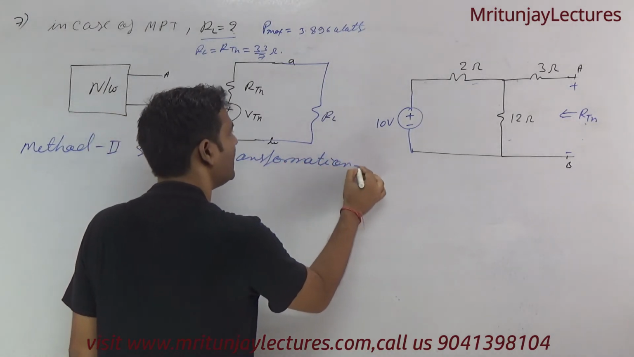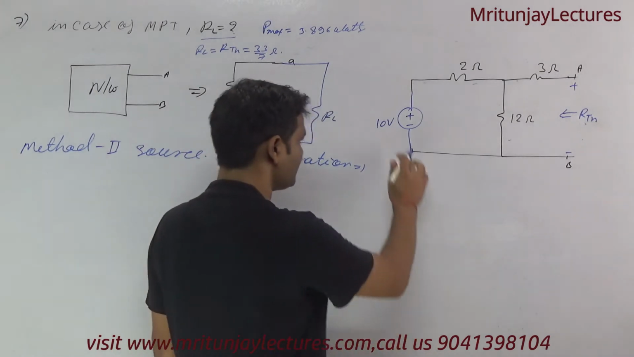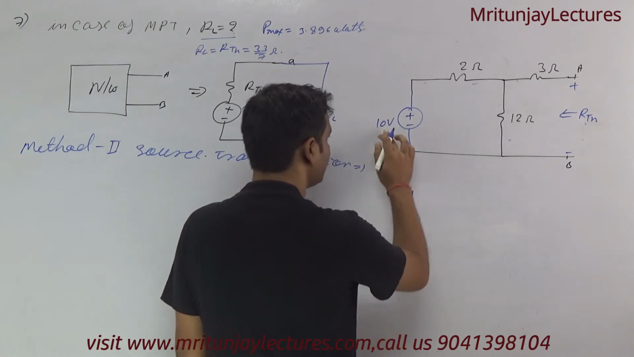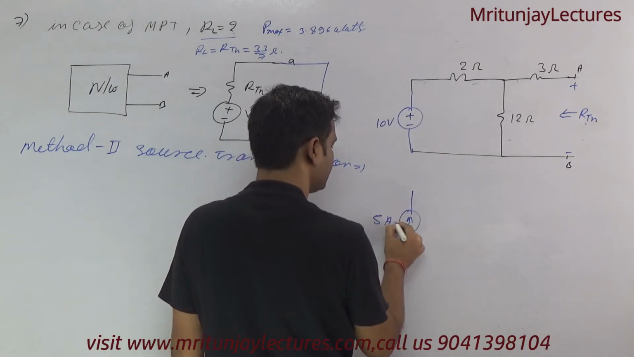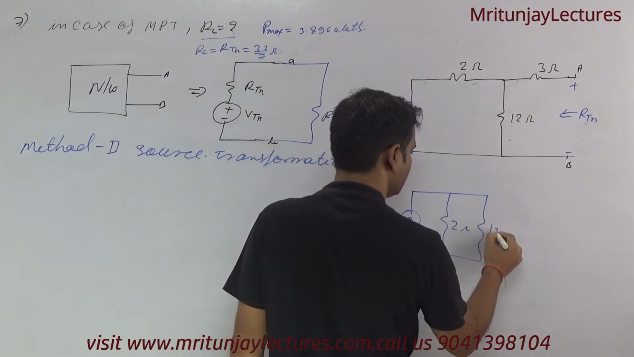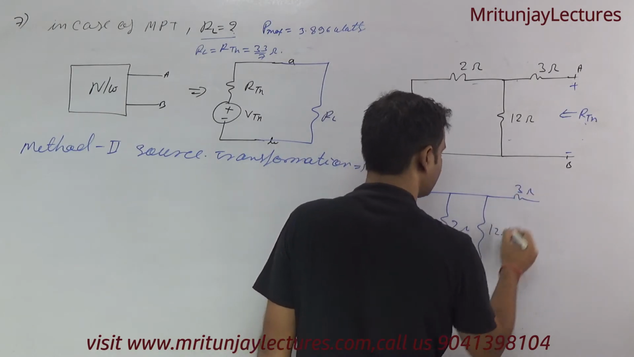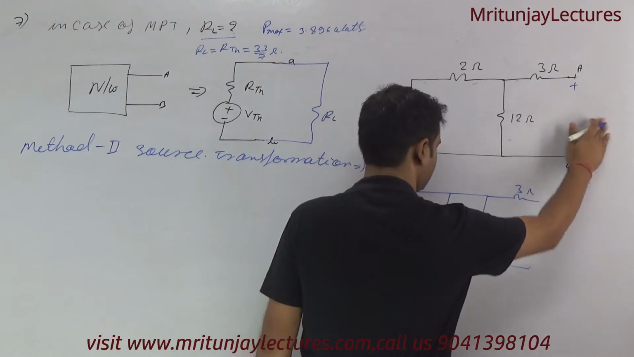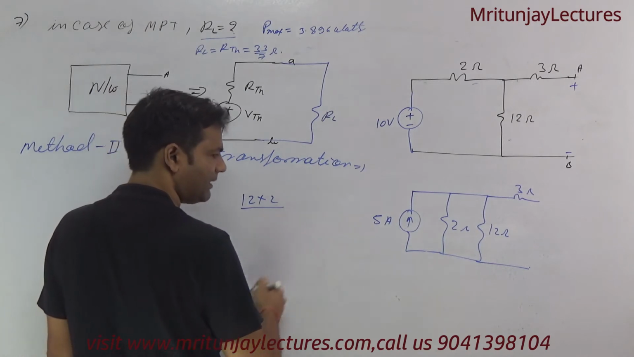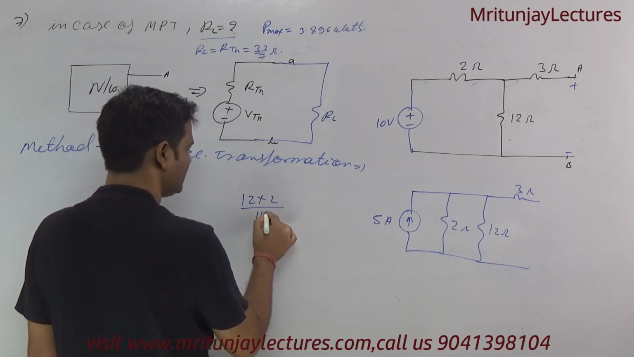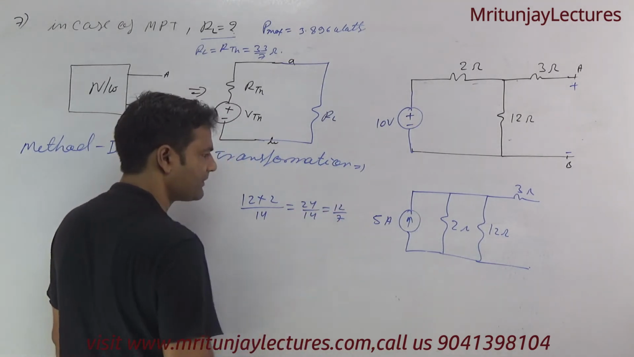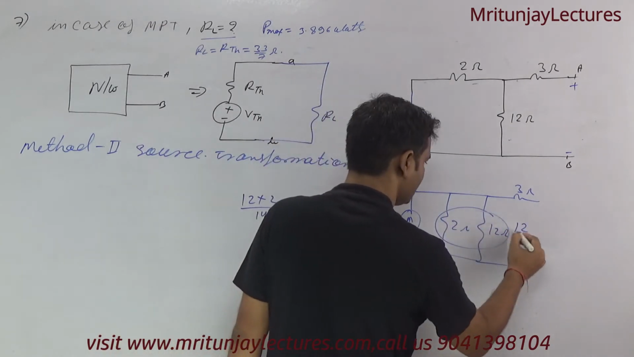How can we do it? This one is 10 V with 2 ohm. If you convert it into a current source, 10 by 2, that is 5 ampere. And what about resistance? That is 2 ohm, and this one is all parallel to this, that is 3 ohm. Now 2 and 12 into 2, both are parallel, so that is 24 by 14, means 12 divided by 7. This connection we got 12 by 7.